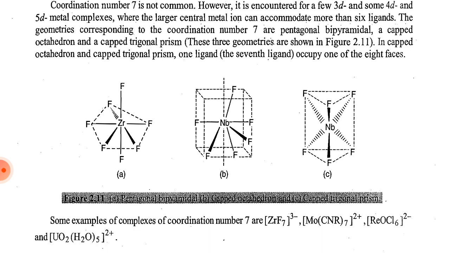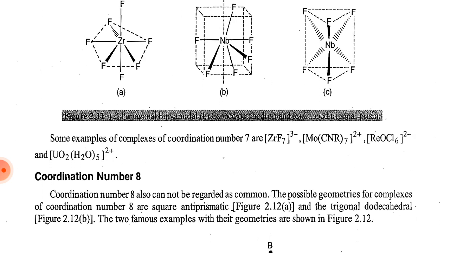So this is the pentagonal bipyramidal, A. Then B, this is a perfect pentagonal bipyramidal of coordination number 7. Then here, when this coordination number 7 pentagonal bipyramidal is distorted into a capped octahedron, which is [NbF7]2-, it can also change into a capped trigonal prism because of the distortion of the pentagonal bipyramidal.